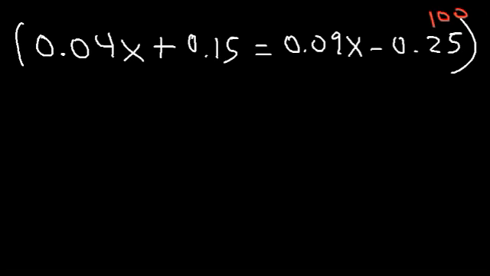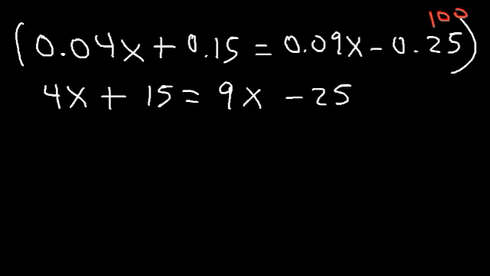0.04x times 100, you simply need to move the decimal 2 units to the right. So it's going to be 4x. 0.15 times 100 is 15. 0.09x times 100 is 9x. 0.25 times 100 is 25.